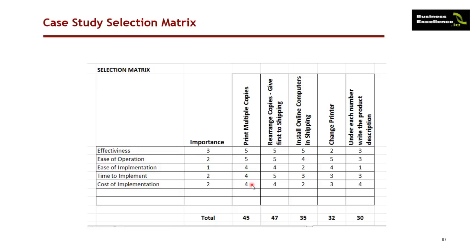So in each one of those cases, what we did is we go through the rating scale for each solution and we rate it against each criteria. You can see down on the bottom we have a series of 5 overall numbers. For the purposes of the case study, what we're going to do is we're going to go with solution number 2, which is rearrange the copies and give the first copy to shipping.